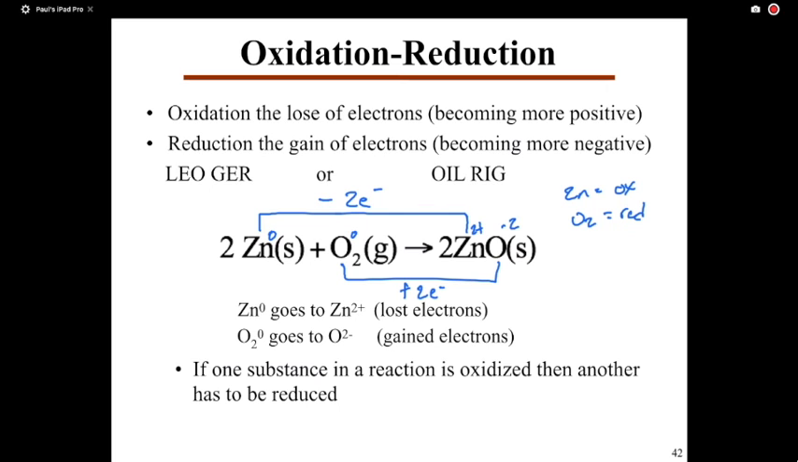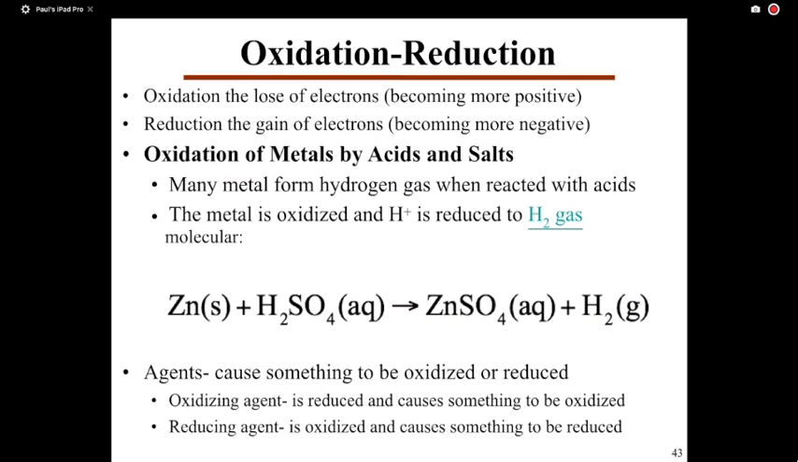Okay, and so we have to track where the electrons have gone. Remember, redox: reduction, oxidation. If something is oxidized, something has to be reduced. So you have to identify which two players are happening. In this case, if we take a look at this, oxidation of metals by an acid or a salt, in this case it's going to be an acid.